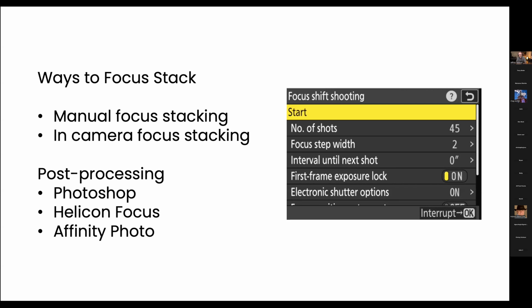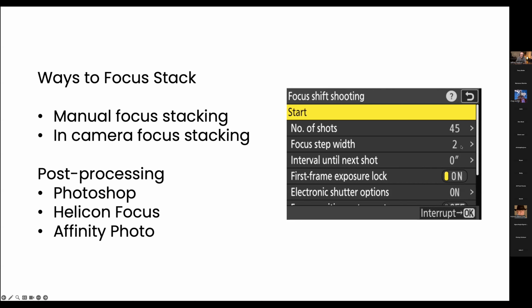This is a Nikon screen, but this is what I say. This is one of those settings that if your camera has this capability, I would recommend either mapping it to a button or putting it in a quick menu. Mine is in a quick menu, so when I need to do this, what Nikon calls focus shift shooting, I can just quickly go into the menu. I set my focus point to the closest thing in my frame. I go to my quick menu, make one click, and it kicks off this focus step.